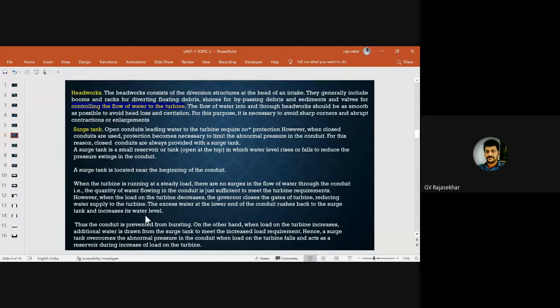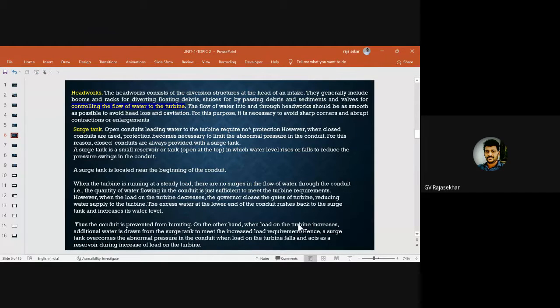So, what is this paragraph explaining? It is explaining the same thing which I have explained. That is, the surge tank will take the pressure from the penstocks when the water is coming backwards. Thus the conduit is prevented from bursting. So the surge tank will help to prevent the penstock from bursting.